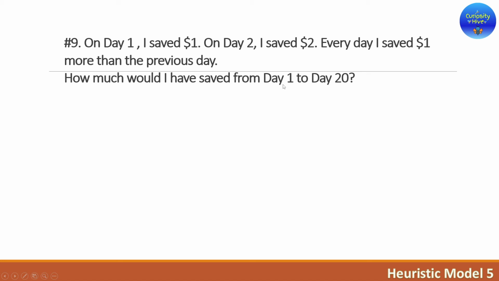How much would I save from day 1 to day 20? So what is happening is every day I'm saving 1 and then 2 and then 3. So my saving is nothing but the number of days, so on and so forth. So I will just go 20, 19, 18, 17.